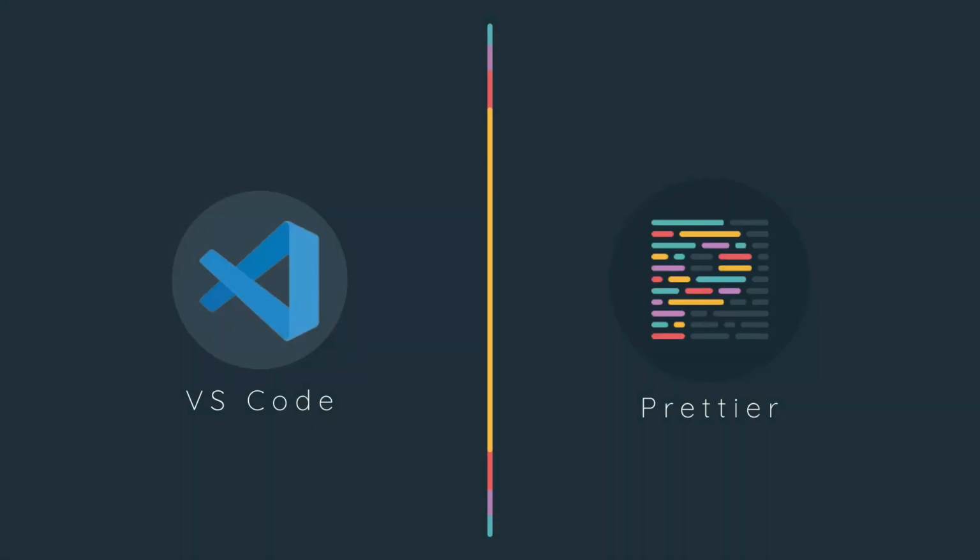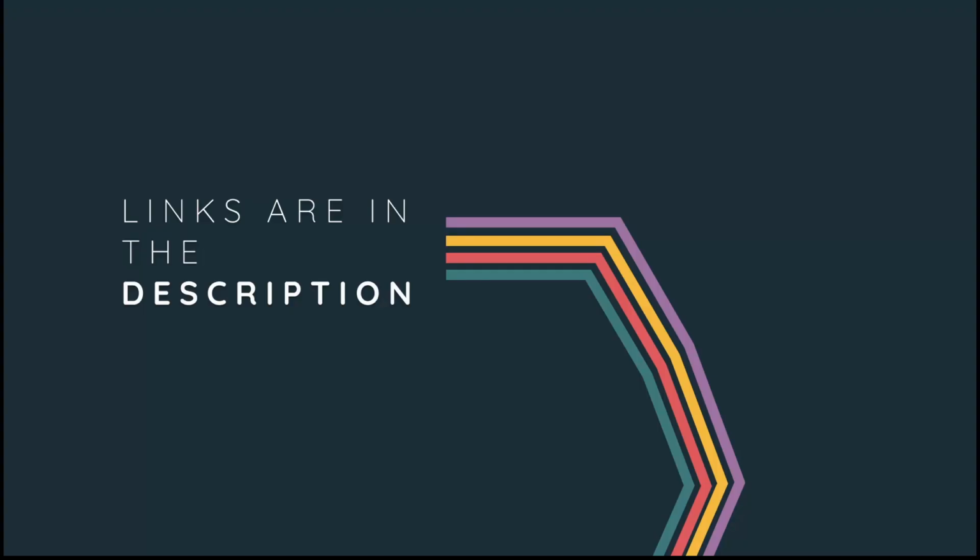As I said, this is going to be pretty easy, and all we're going to need is Visual Studio Code and the Prettier extension, one of the many extensions that Visual Studio Code provides. All the links you need are in the description. Without further ado, let's set up Prettier.